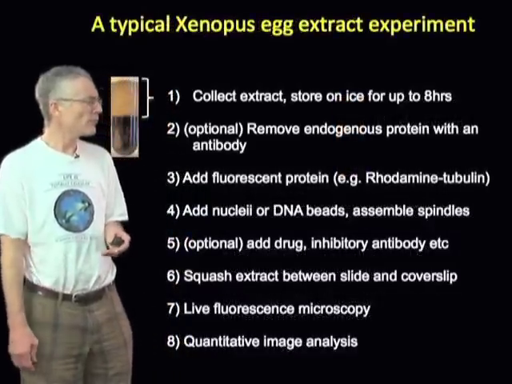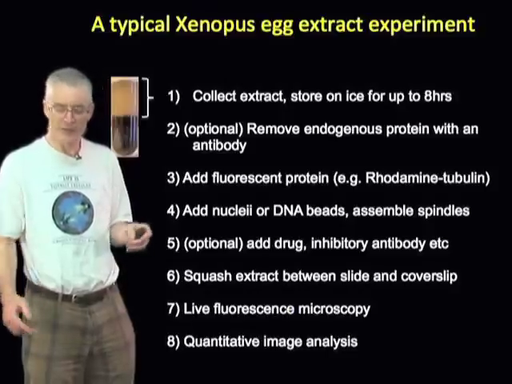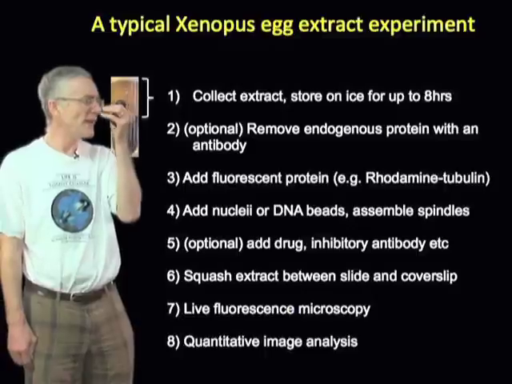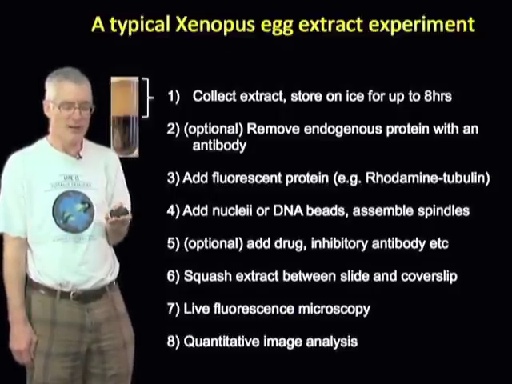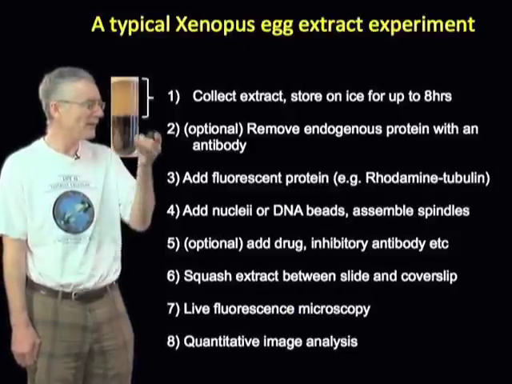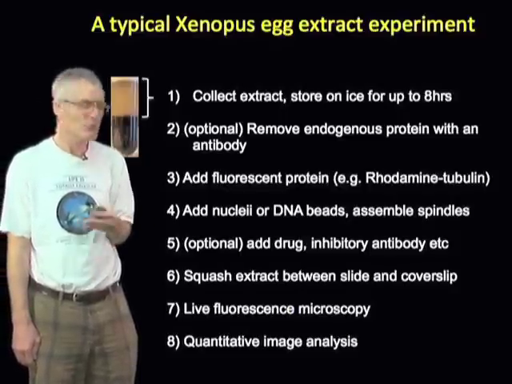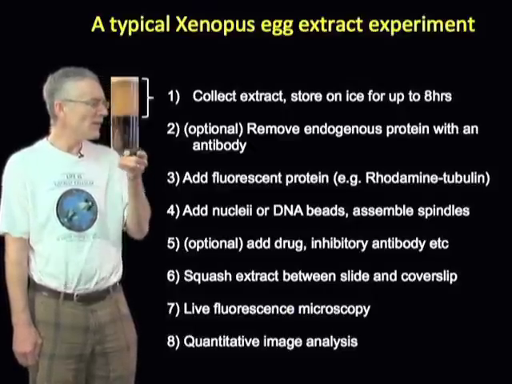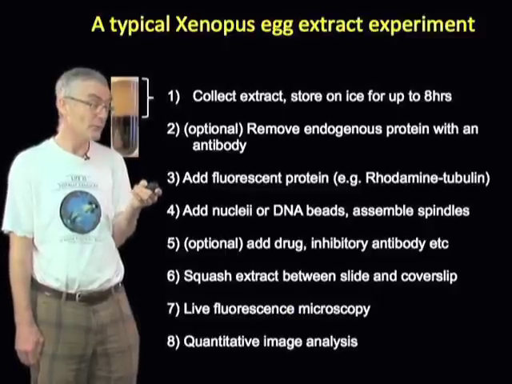So I wanted to walk you through a very typical extract experiment, and this is a kind of experiment I'm hopefully going to be doing later this afternoon in Woods Hole. The first thing is to prepare this extract, and on a typical day we would, for example, collect the eggs before lunch, and the extract would be ready after lunch, and you can store it on ice for up to 8 hours. You can freeze and thaw it, but it doesn't work so well, so we always prefer to do it fresh if we can. If you want, you can remove a protein of interest with an antibody. We almost always add fluorescent proteins so we can do imaging.